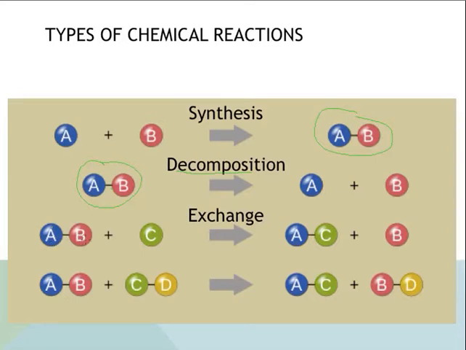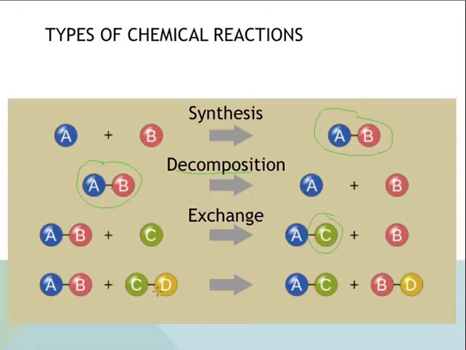So A and B, when we look over on the product side, A is now with C. So B and C were exchanged so that A and C are bonded together now and B is by itself. So the important thing there is we have the thing by itself is different on the product side than it is on the reactant side.